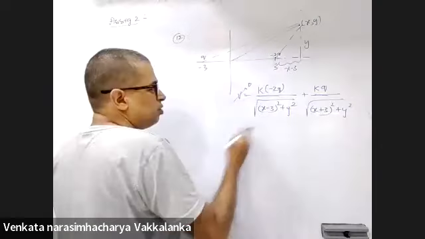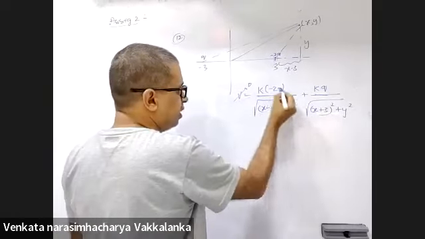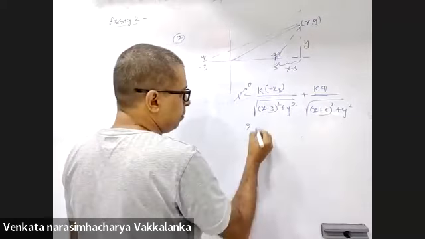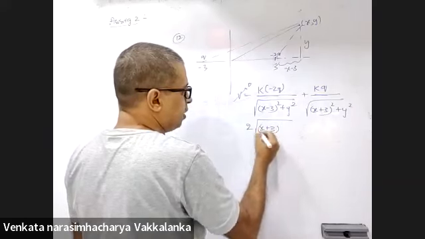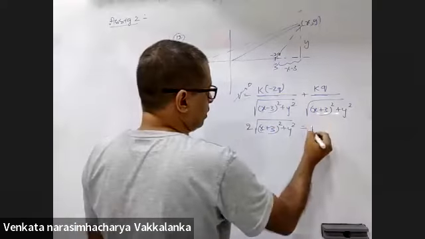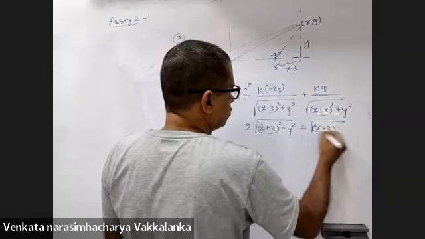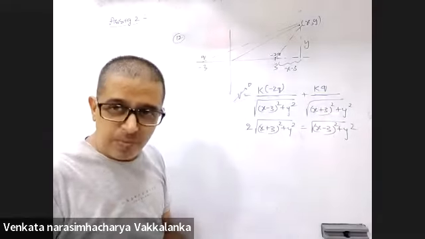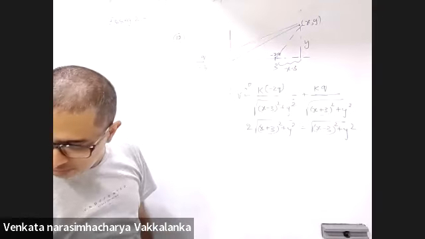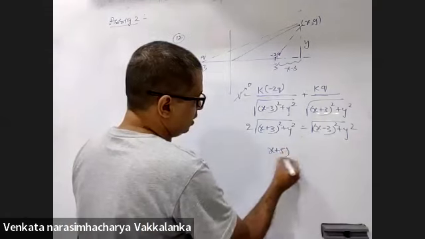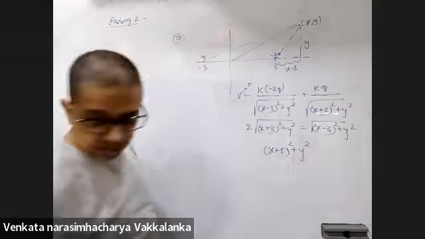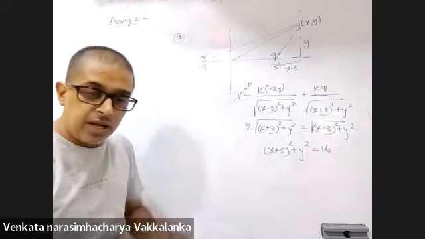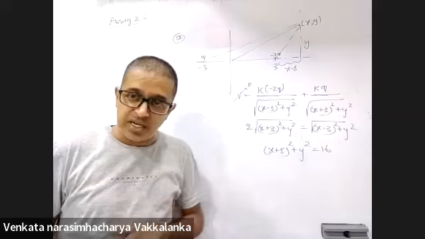This potential should be 0. Now bring this to the left. KQ will get cancelled out. This will be 2 and cross multiply. Root over of x plus 3 whole square plus y square is root over of x minus 3 whole square plus y square. Squaring both sides, simplifying, you will get it in the format given and you will get the answer as x plus 5 whole square plus y square. I have the answer in front of me, so directly I am writing it without doing the simplification. I believe you will be able to do the simplification.